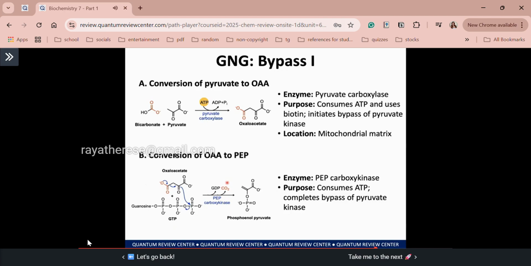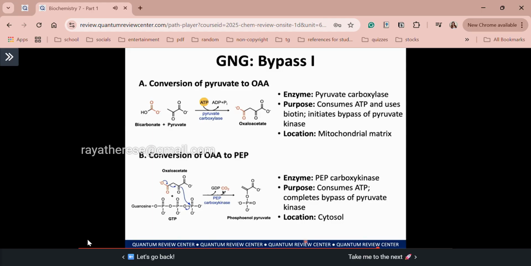You can see class here that for the first bypass, we already used 2 equivalents of ATP. That's why, again, the synthesis of glucose from non-carbohydrate precursors is energetically expensive. Alright, so now we proceed with our alternative pathways with our bypass 1. Class, before I forget, the location of the second reaction is already in the cytosol. Okay? So we have a specific transport protein, particularly for your OAA. Because again, the conversion of OAA to PEP is occurring in your cytosol.